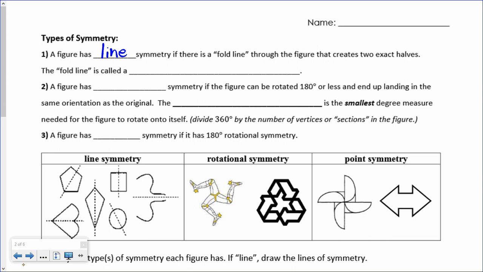If you can fold something exactly in half, and it doesn't matter how you do it, diagonally, horizontally, vertically, if you can fold it exactly in half, that means it has line symmetry. That fold line is called the line of symmetry. And you want to look out for that. Vocabulary. Line of symmetry.